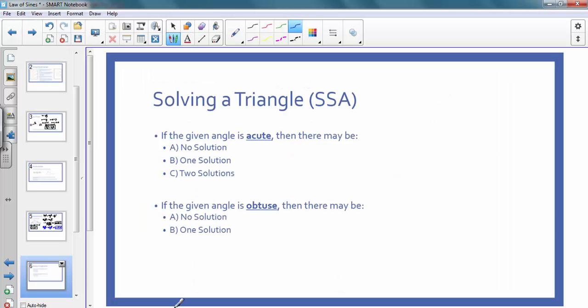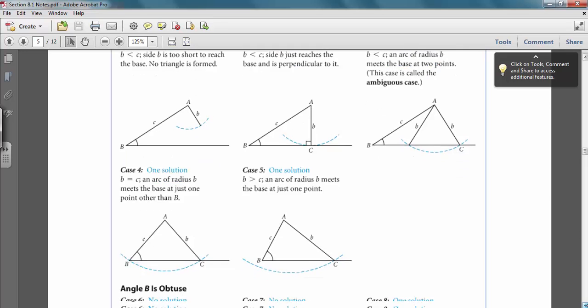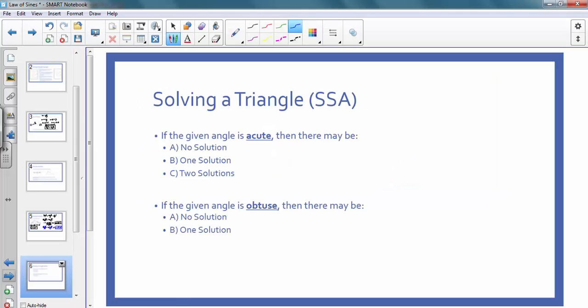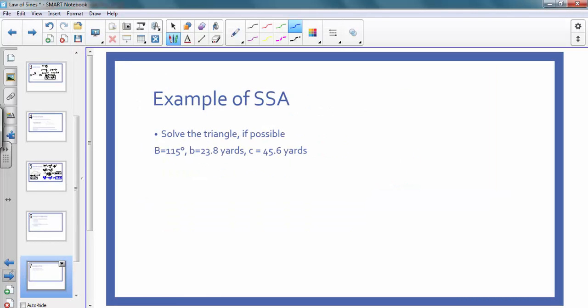Because now if we look at the case where we're given an obtuse angle, there can also be no solution or just one solution. So again, looking at some pictures, here we have B is an obtuse angle. Again, if that side length of B is too short where it's not going to reach that base, then we have no solution, which can be seen in case 6 and case 7. And then in case 8, where we finally get one solution, an arc of radius B meets the base at just 1 point.